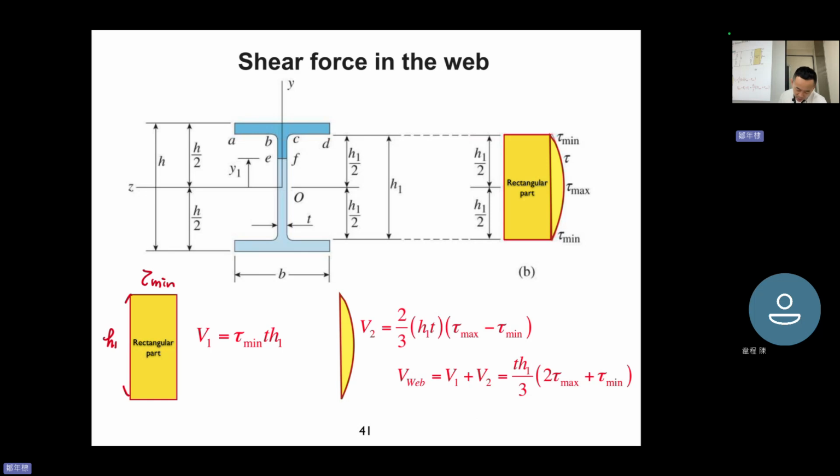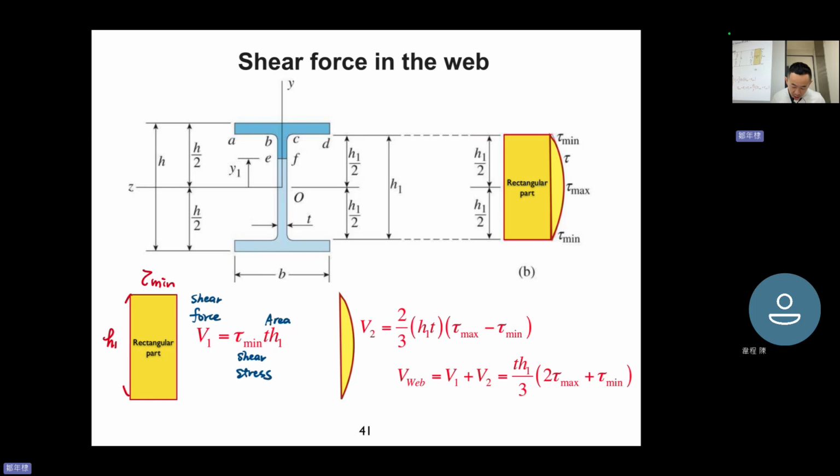the thickness of the web. So this is tau minimum, the shear stress. This is the area, right? So area, and this is shear stress. So this is shear force. Shear force 1. This is for the rectangular part.